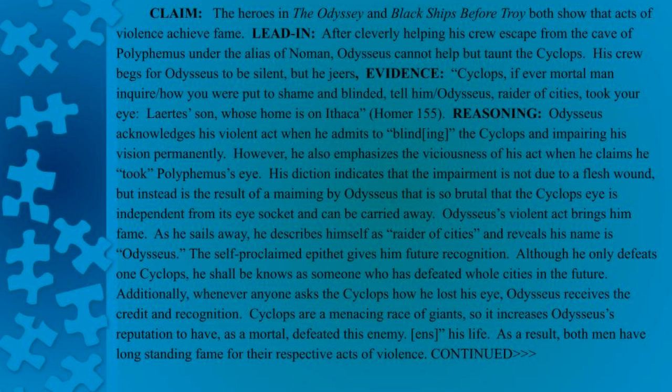So what you see here is the beginning part of the comparison essay. I'm also going to have a link to this on Schoology so you can access it that way as well. And what I wanted to point out in the claim is that they start with the Odyssey and then follow with Black Ships Before Troy. So the first piece of evidence that you see is from the Odyssey. So notice that the claim establishes the order of the works of literature, and that should also be reflected in the same order in the thesis.